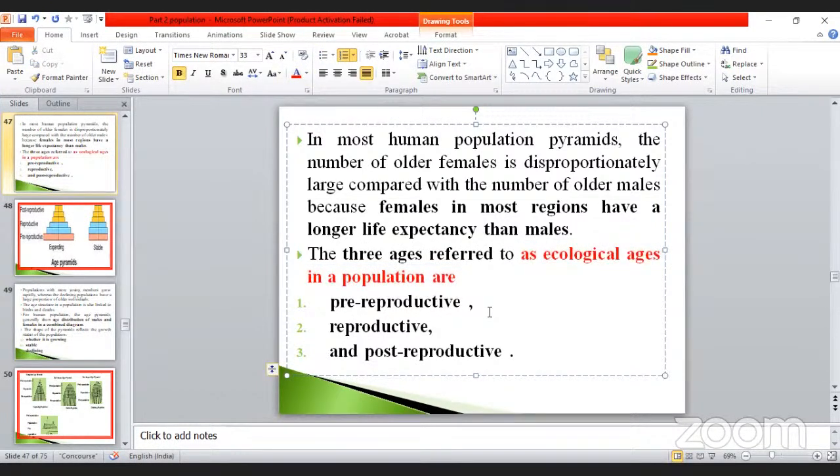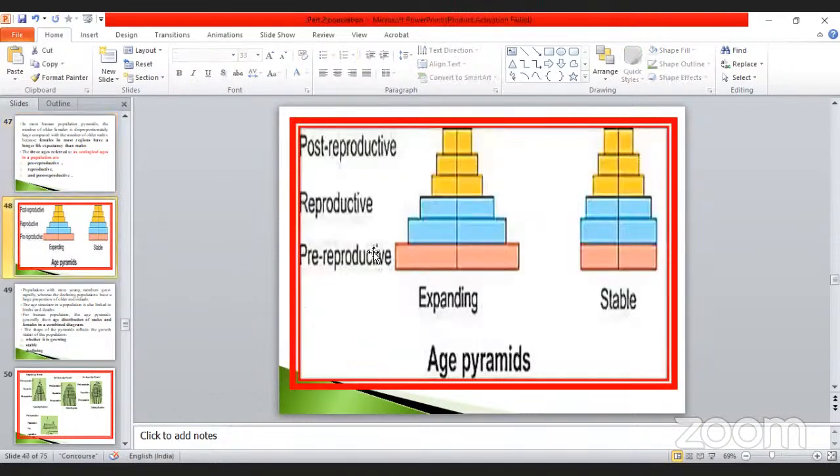Already we studied this in fertilization: pre-fertilization, at the time of fertilization, as well as post-fertilization. Likewise, pre-reproductive, reproductive, and post-reproductive, they have divided into three. It is also denoted as an age pyramid-like structure. See the structure, you can easily understand. See here, pre-reproductive is considered children, isn't it? This is expanding. There are two types, expanding and stable.